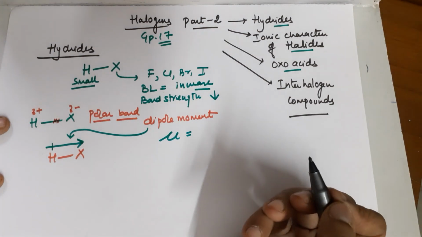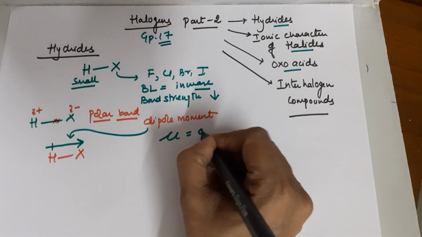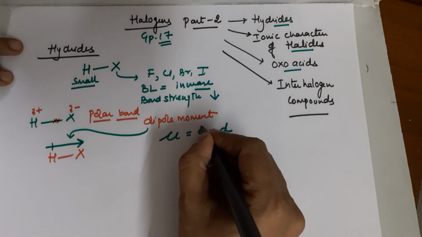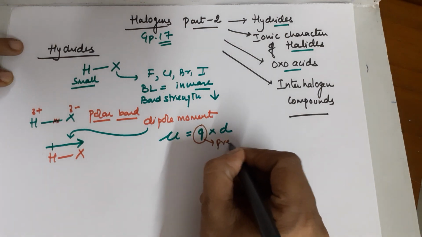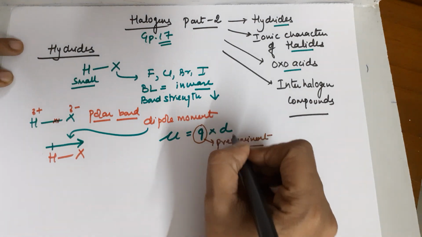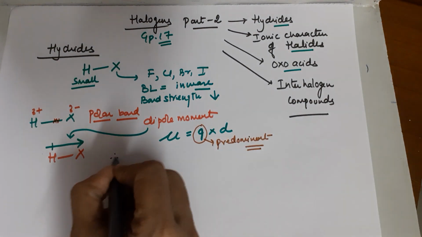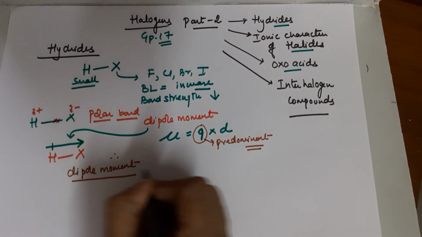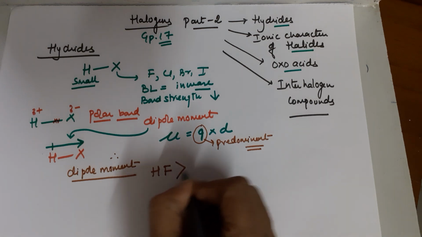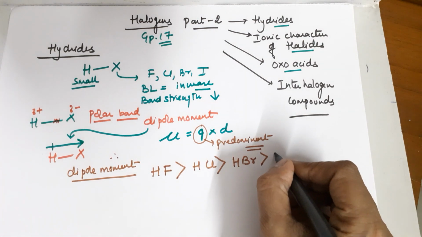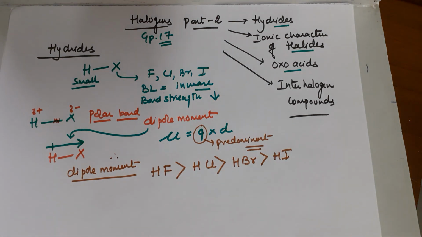Dipole moment is denoted as mu, and it is the product of charge into distance. Out of these two parameters, it is the charge which is predominant. So, the size is not predominant, it is the charge which is predominant. Therefore, when we talk about the dipole moment, because fluorine is most electronegative, the dipole moment would be in this order, because the charge separation would be more in case of HF due to the highest electronegativity of fluorine.